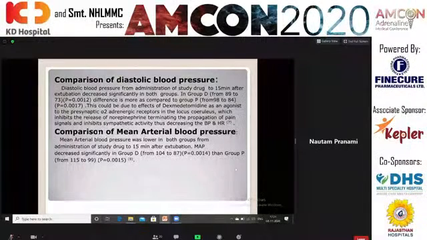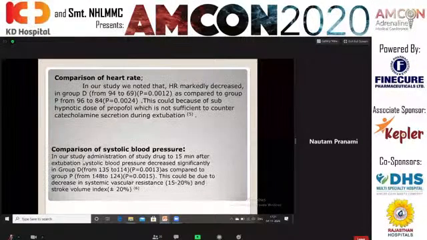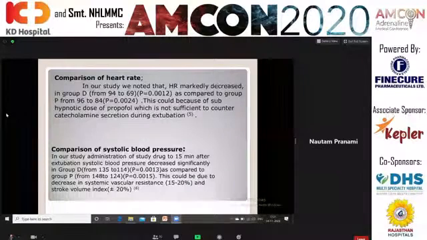Comparison of heart rate: Group D is more reduced than group P because the subhypnotic dose of propofol is not sufficient to counter catecholamine secretion during extubation. In systolic blood pressure also, group D is better because of the decrease in SVR and stroke volume index.